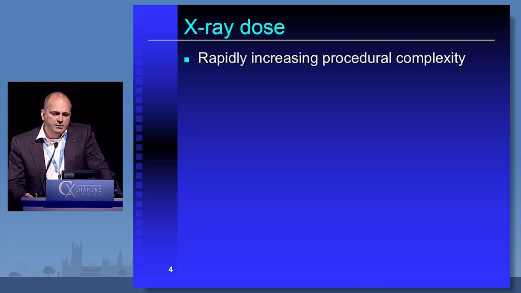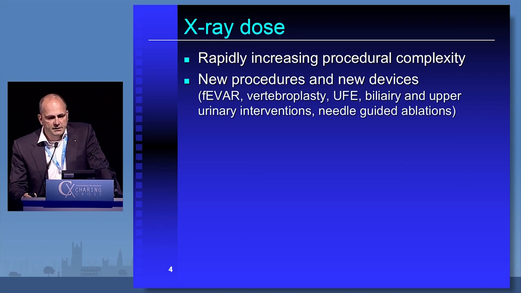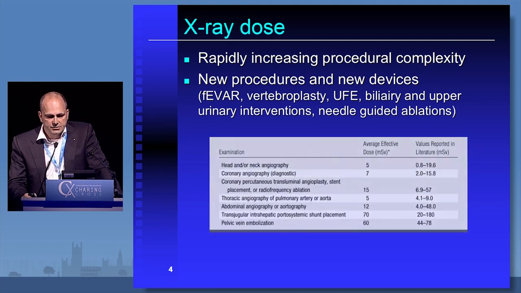It's also dependent on the rapidly increasing procedural complexity. What we see in the previous speaker is that we now also use this technology in doing very complex procedures like EVAR, vertebroplasty. We have been using it for quite some time in uterine fibroid embolizations. Quite radiation consuming are biliary and upper urinary interventions, and also one of my personal favorites, needle guided ablations. We see that the increasing X-ray dose is a concern.